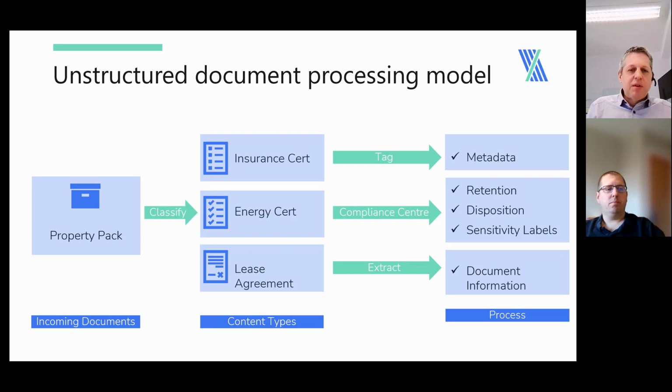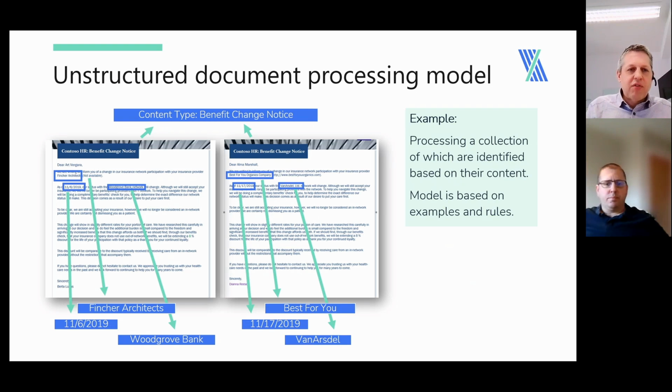Okay, I think that really helps. What we've got here is just a screenshot. I appreciate it's quite small, but this document follows a standard format. And the first thing that we can do as an unstructured processing model is actually identify the content type. In this case, we called it benefit change notice. And then given that, we can start pulling information out from that document.